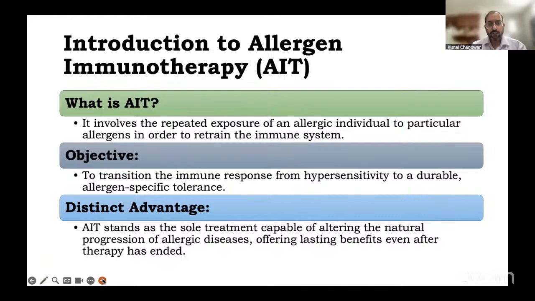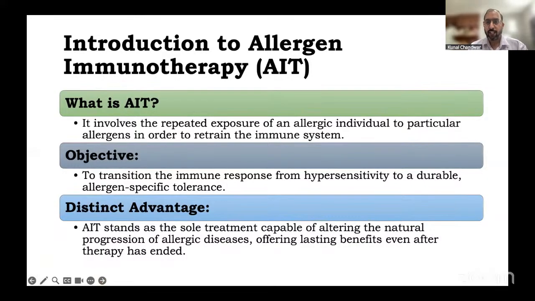So a small introduction. What is allergen immunotherapy? It involves repeated exposure of an allergic individual to a particular allergen in order to retrain the immune system. The objective is to transition the immune system from hypersensitivity to tolerance. And the advantage is that AIT is still the only therapy that is disease modifying and hence is capable of altering the natural progression of allergic disease.